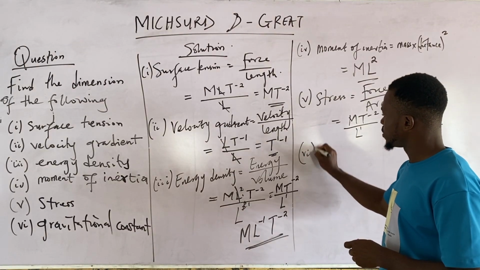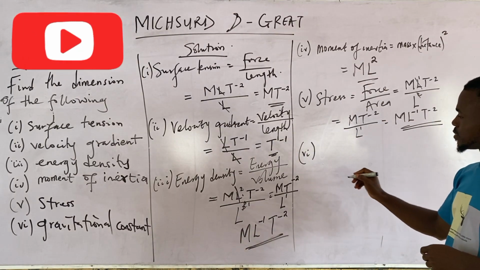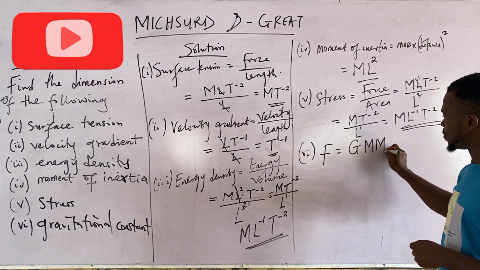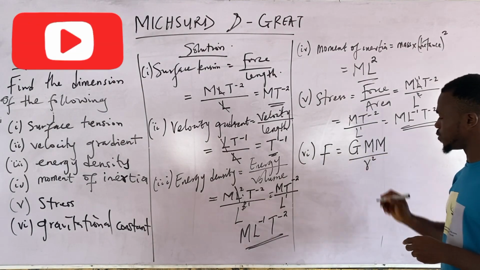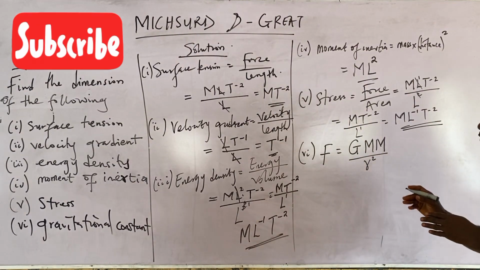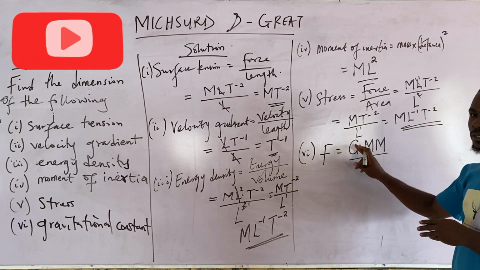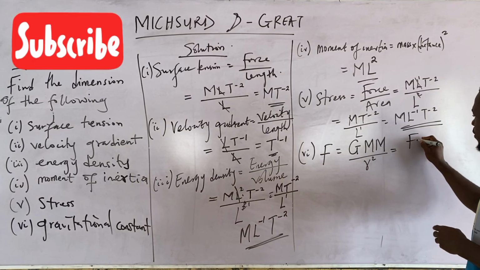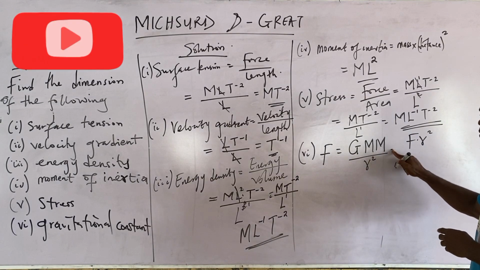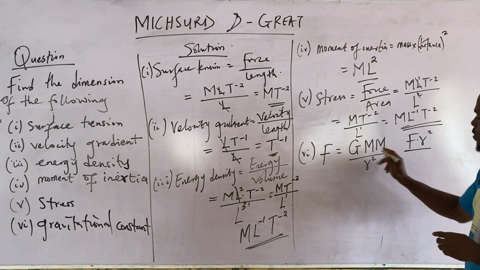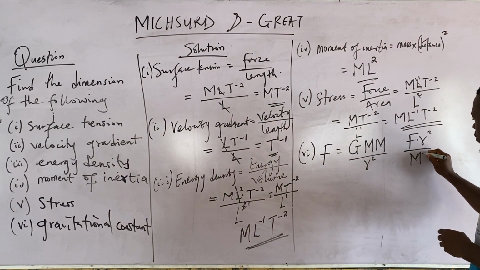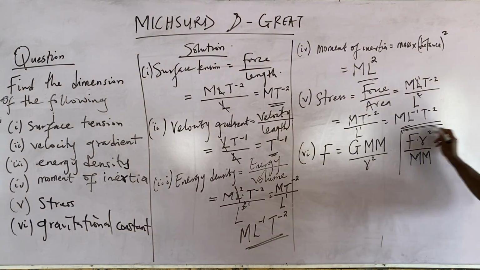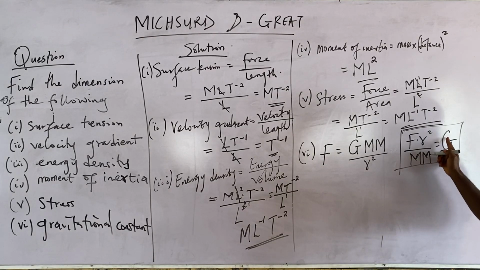For the gravitational constant, we have that force is given as the gravitational constant times the product of the masses over the distance squared. Now what we are going to do here is make the gravitational constant the subject of the formula. So we move this over, and we'll have F times r squared over m squared, or m times m, which will give us the gravitational constant.